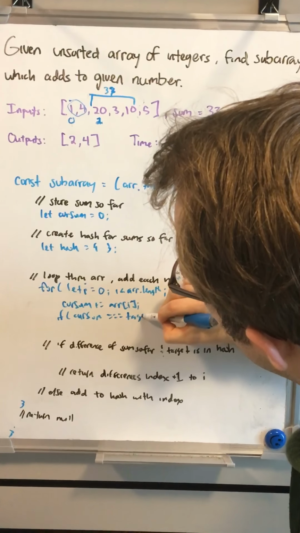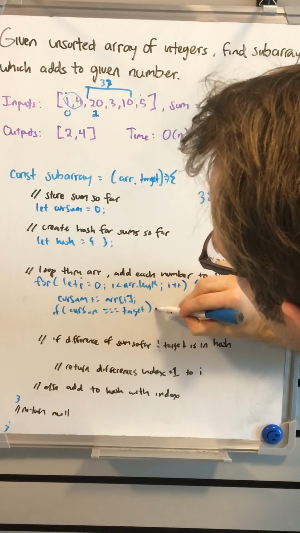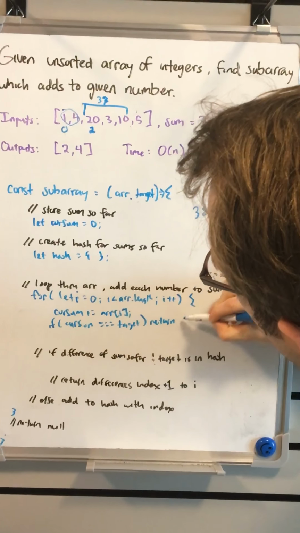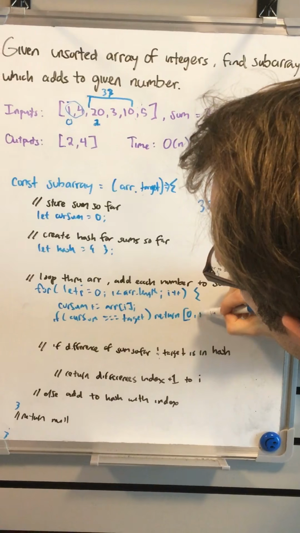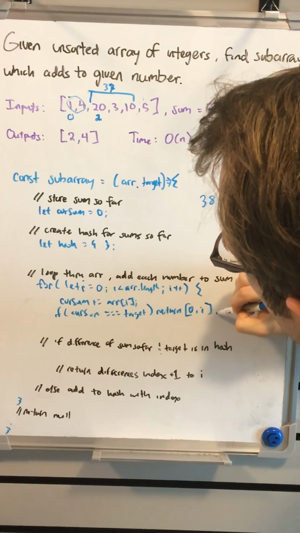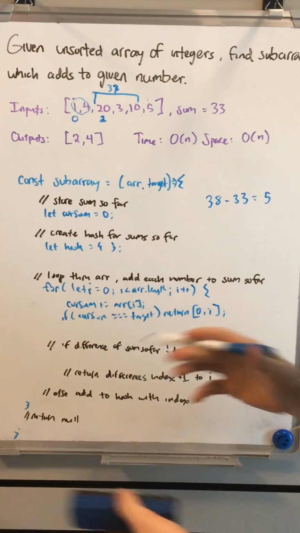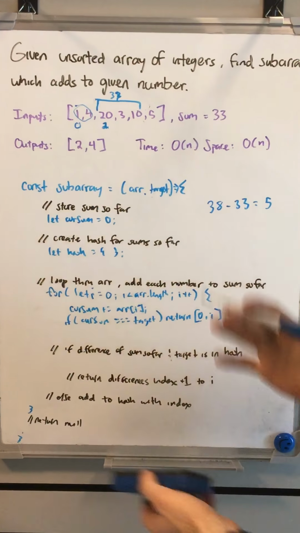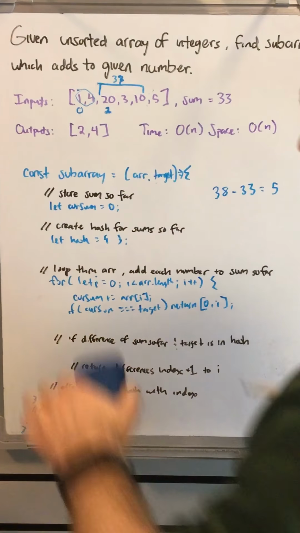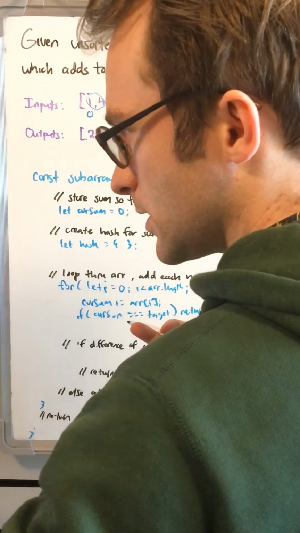It's equal to the target. Then we know to return from 0 to our current index, because we didn't have to do any subtraction to get the number. We've just been adding all the way up until this point, so it must be 0 to the current index we're at.